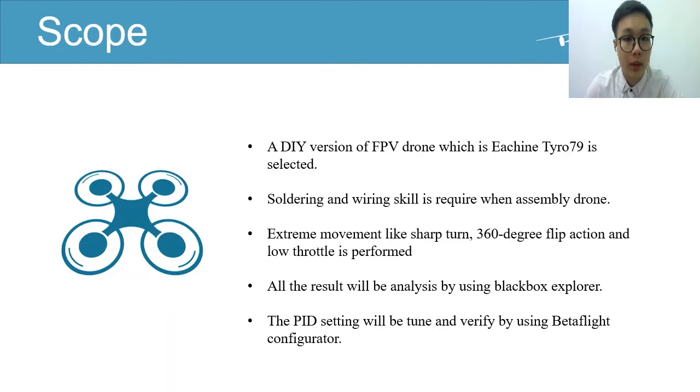Next is about the scope. So a DIY version of FPV drone called the EASHIN Tyro 79 is selected for this project. Soldering and wiring skill is required when assembling the drone, and some extreme movements are required to perform, like the sharp turn, 360 degree of flip, and low throttle. And all of this flying record is analyzed by using Black Box Explorer. And the PID gain value is tuned by using the Betaflight configurator.